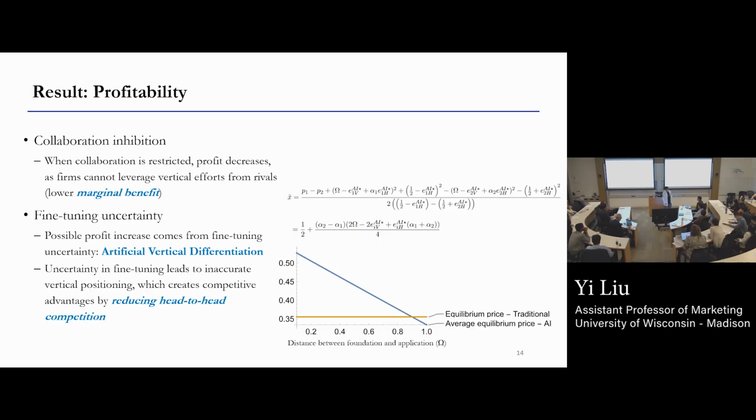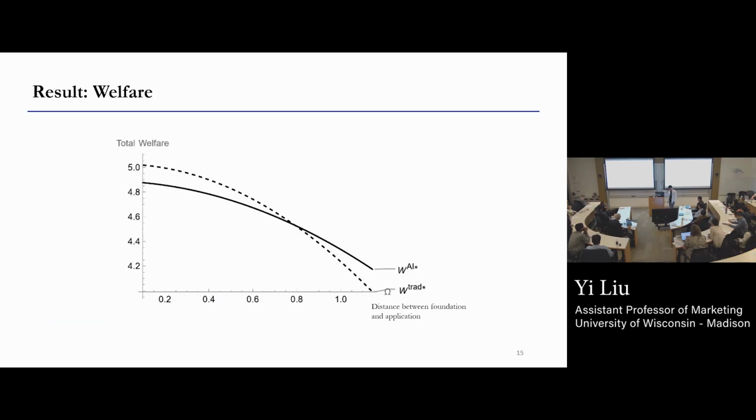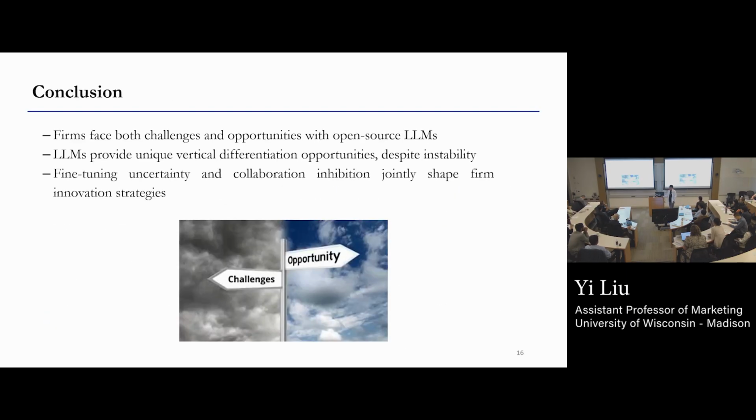Okay, I think I'm running out of time, so I'll skip the discussion on welfare. Just to quickly conclude, firms face both challenges and opportunities with open source LLMs. LLMs provide unique vertical differentiation opportunities, what we call artificial differentiation in their vertical dimension. And this may increase their profitability, even if these two effects both seem negative to firms. I'll stop here. Thank you.